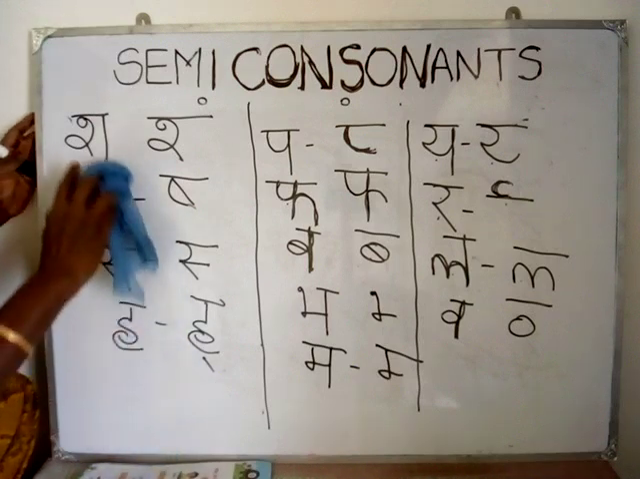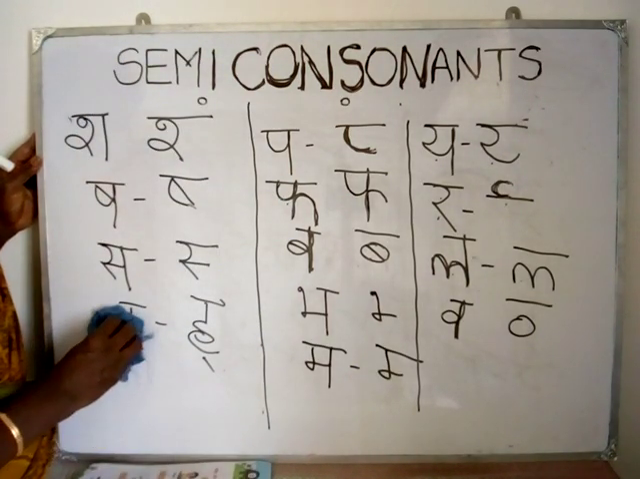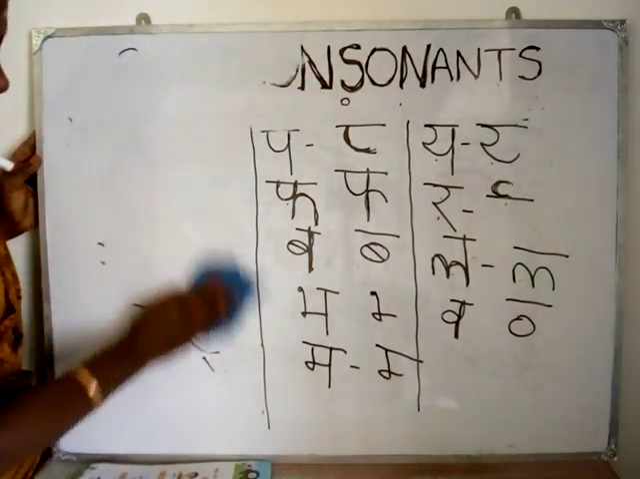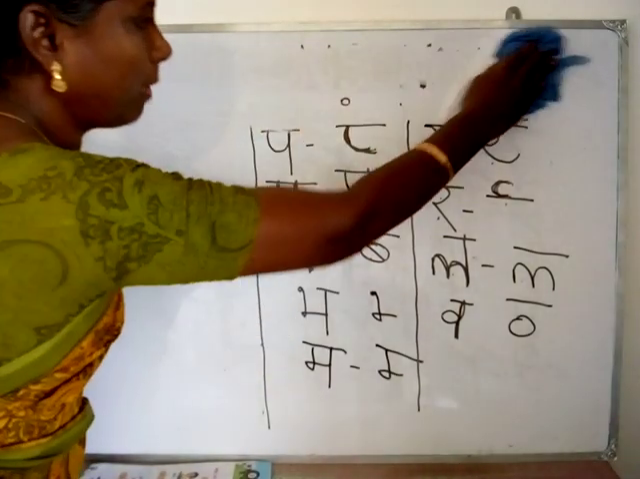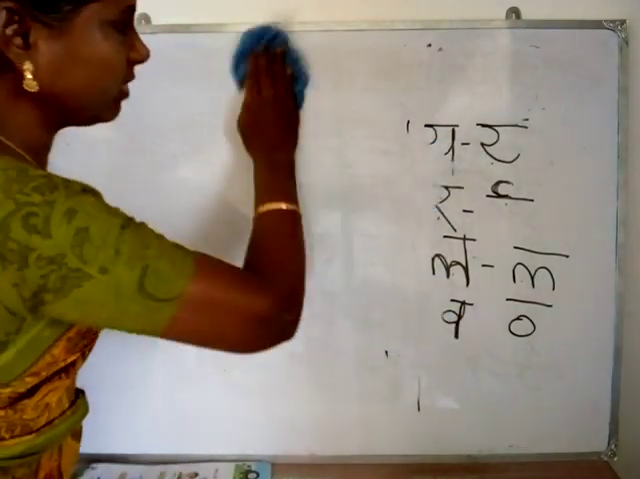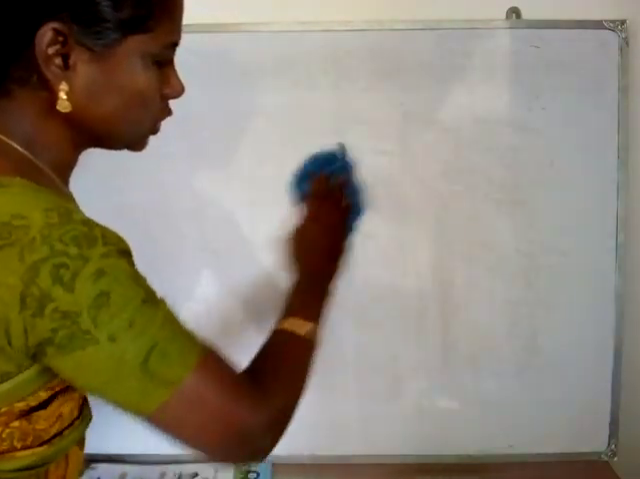Now I think semi-consonants are clear for you. Next we are going to study Bargadi. You have already studied Bargadi in first standard. Today we are once again revising. That is also today's homework.